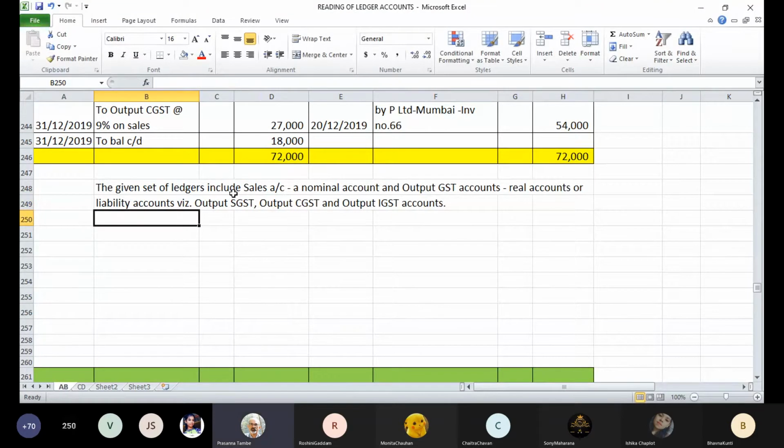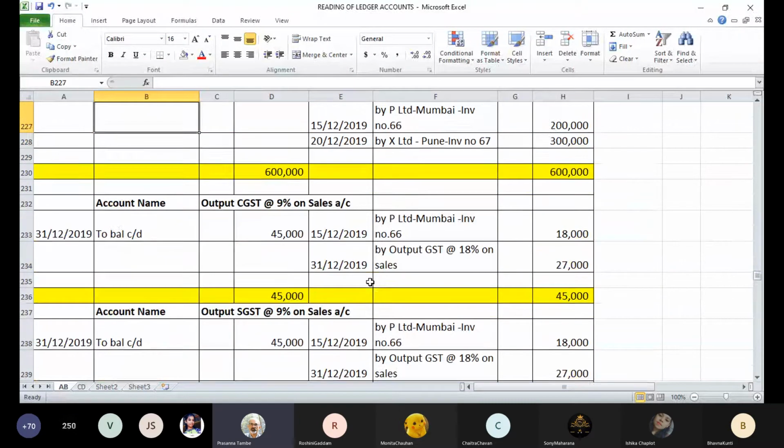The first comment will be: the given set of ledgers include the sales account, which is a nominal account, and the output GST accounts, which are real accounts or liability accounts, namely output SGST, output CGST, and output IGST accounts. This is a common comment about the nature of accounts for all the types of ledgers that we have. We have a group of accounts given to us.